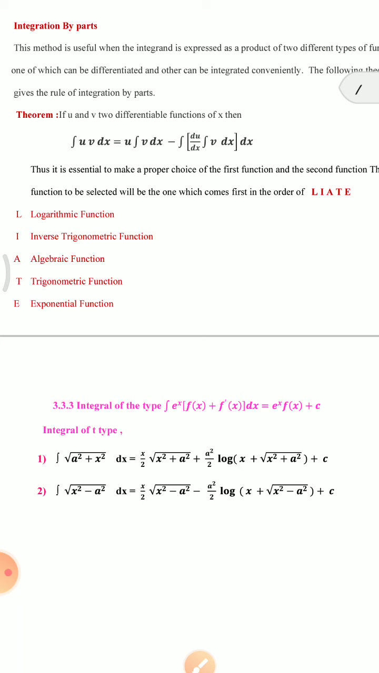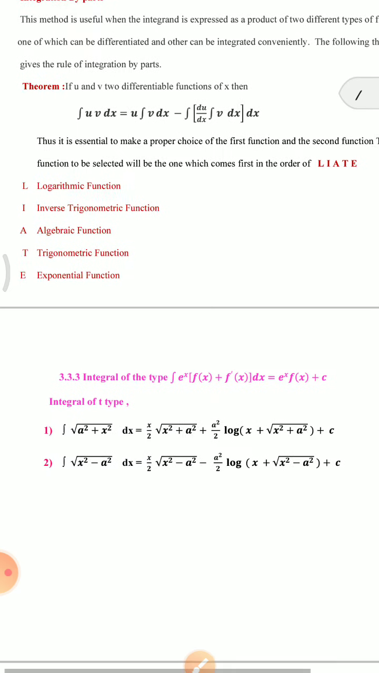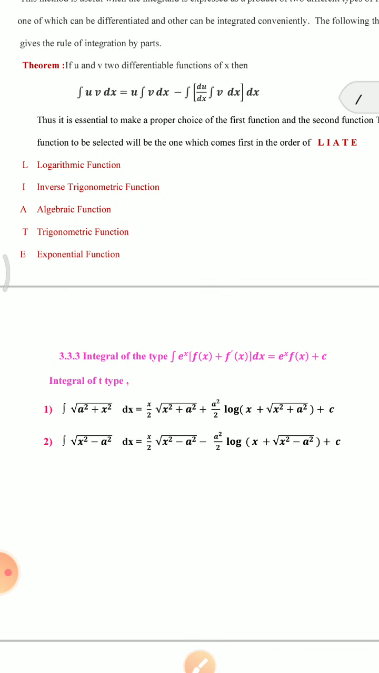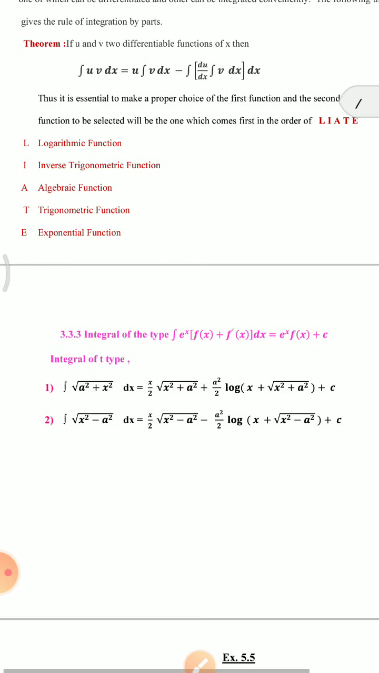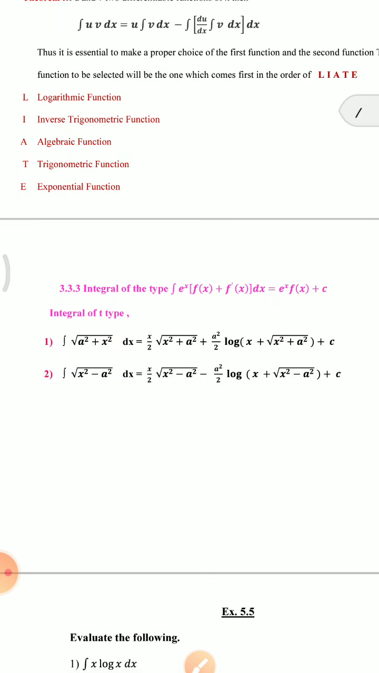See the theorem again here. Integration of u into v dx is equal to u into integration of v dx minus integral in bracket d by dx of u, integration v dx, the complete bracket, dx. This we have to use for solving the product of two functions by integration here. Let us see another type of integration.